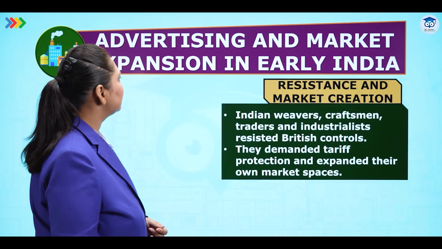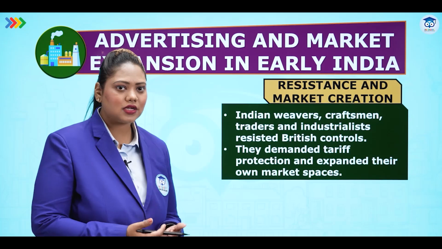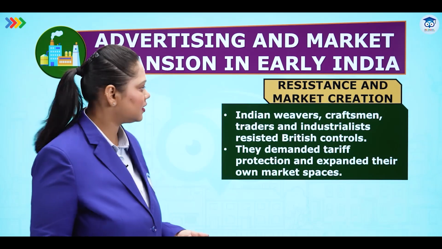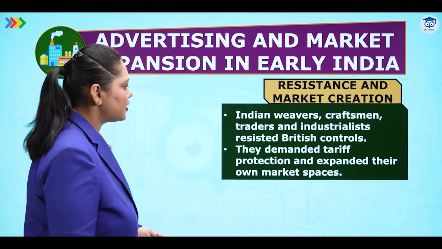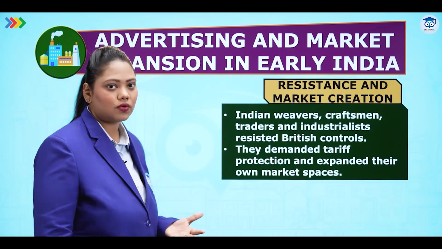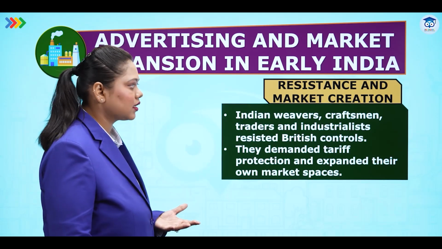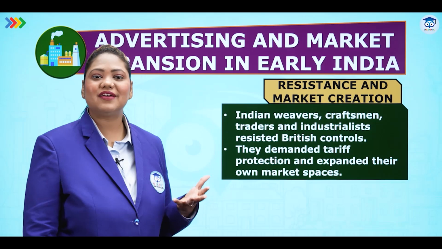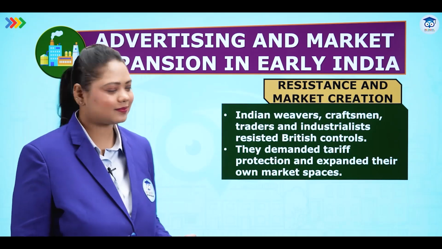Let's see advertising and market expansion in early India. So now because the market was growing, we also had to advertise our products. Let's see resistance and market creation. Indian weavers, craftsmen, traders and industrialists resisted British control. They demanded tariff protection and expanded their own market spaces. They wanted to grow, but everything was in the hands of the East India Company. That is why they resisted this control.